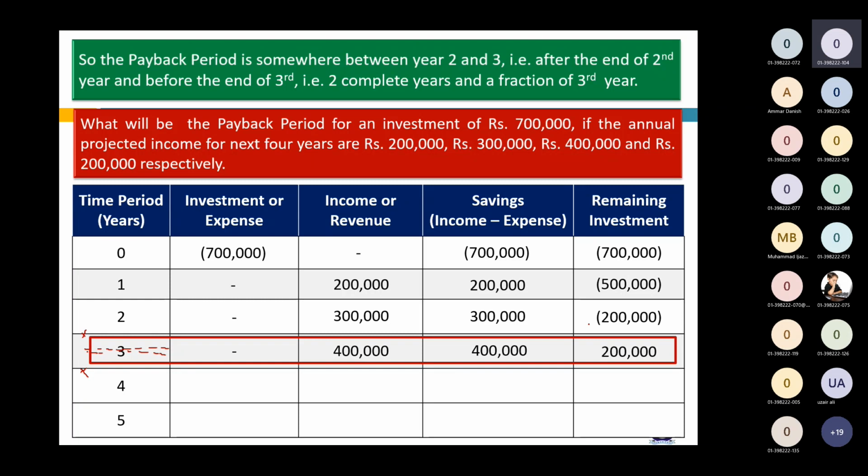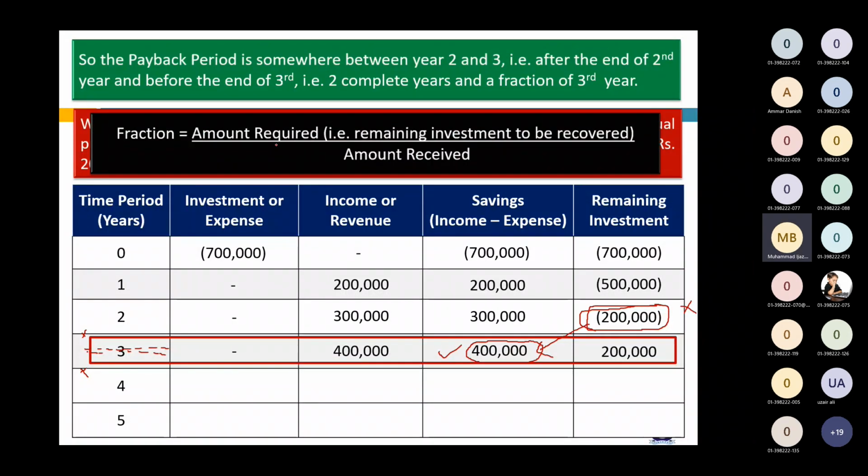Remaining investment divided by saving for the next year. Yeah, for the next year, right? Please remember, this was the amount that I had to recover, but this is the amount that I actually received the next year. By the end of year two, I was left with 200,000 still stuck in the business. I just needed to recover this 200,000, but actually I recovered 400,000. So what happened here? Amount required, that is, the remaining investment to be recovered. Yes, sir.